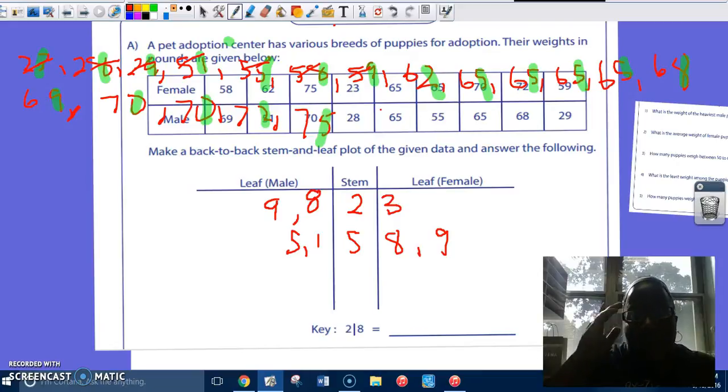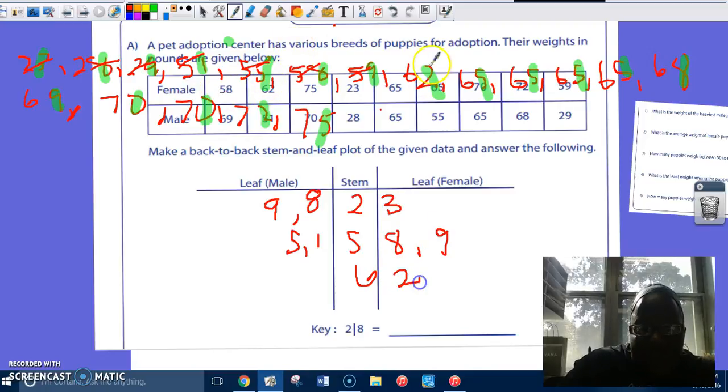Let's see, where was I? Okay, so I finished with my 5. So next we're going to go to the stem of 6. Where did the 62 come from? For the females. So 62.